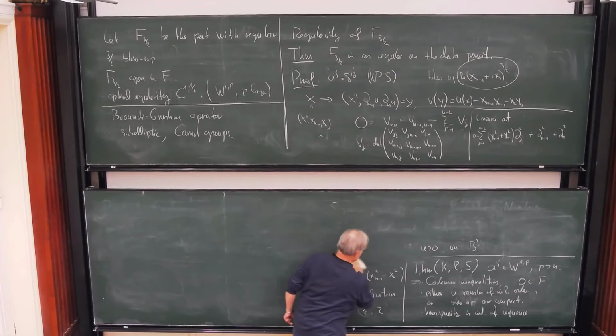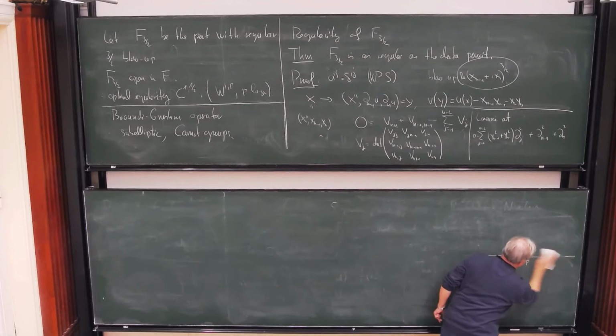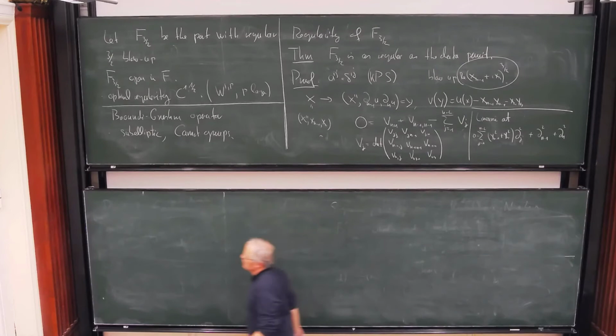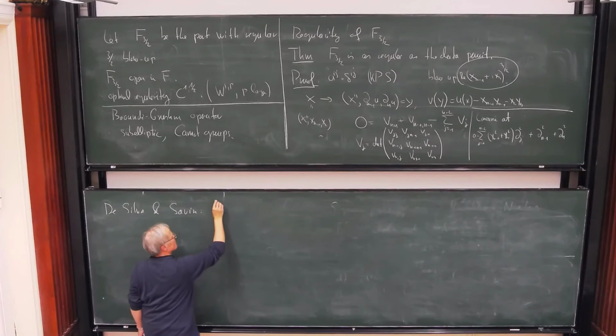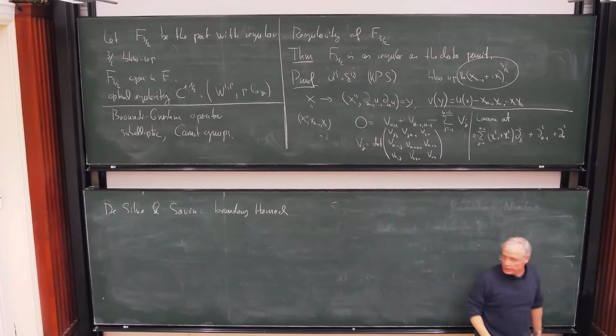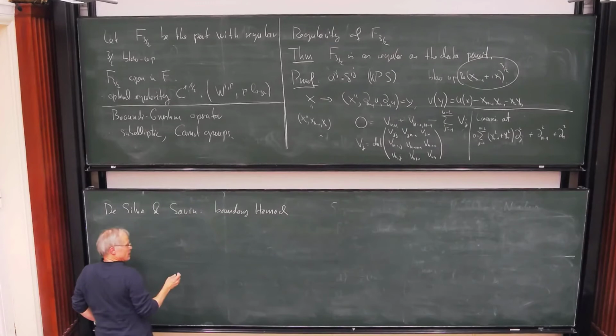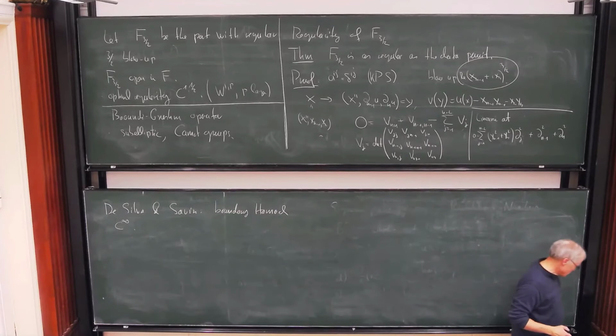There are other approaches to this, for the regularity of the boundary. There is a very influential paper by De Silva and Savin, which uses boundary Harnack inequalities, and that's a beautiful idea. They have the paper on the arXiv four months after ours, and they get C infinity. Not analyticity, but because ours is a recursive argument, we got analyticity if the data is analytic.